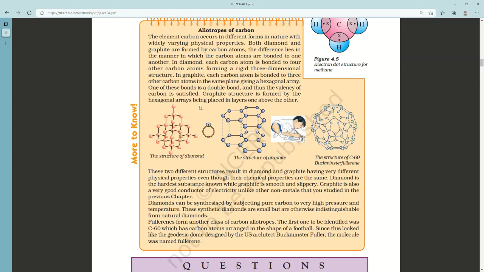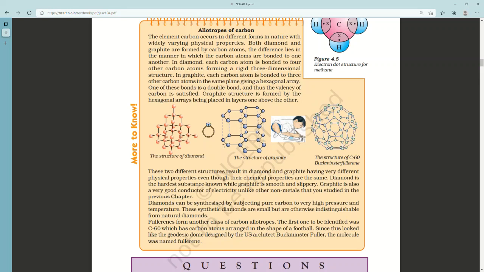Topic 4.2, Versatile nature of carbon. We have seen the formation of covalent bonds by the sharing of electrons in various elements and compounds. We have also seen the structure of a simple carbon compound, methane. In the beginning of the chapter, we saw how many things we use contain carbon.